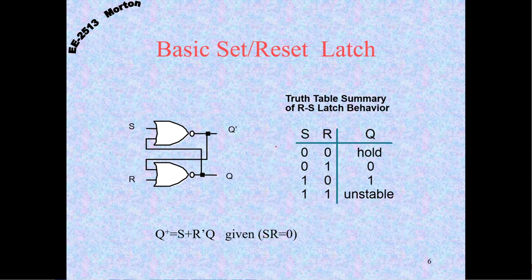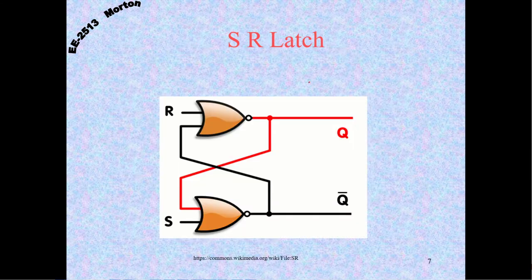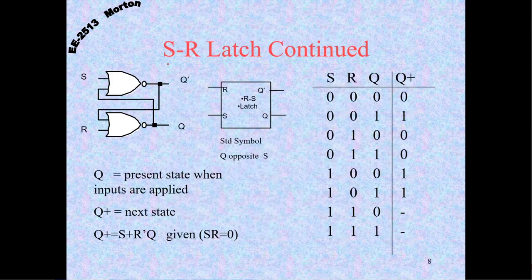All right. Let me erase this. Now here's a little thing. This shows you, see how it's changing back and forth? So there's two Qs. We raise S to 1 and it switches to this. We raise R to 1 and it switches to this.